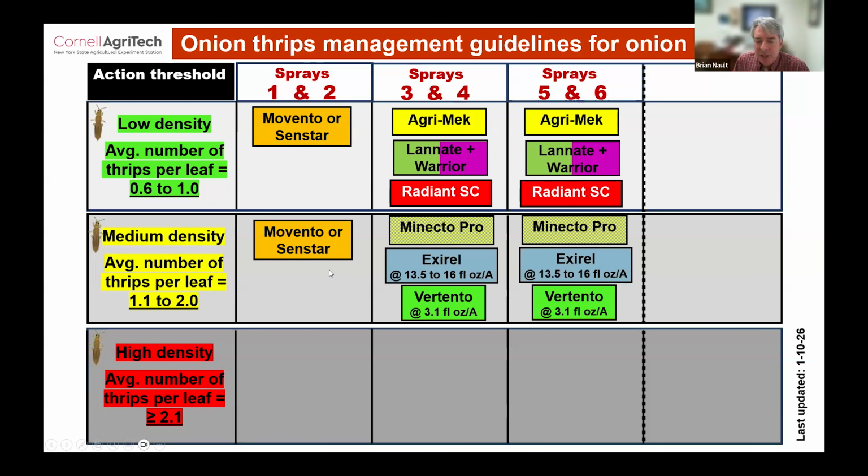When we get to medium density, again, hopefully you will not reach 1.1 to 2 before you spray anything in your field. But if so, Movento and Senstar will still be fine. But hopefully you'll be up here in the low density. But for medium density, you have 3 different choices. You could use Monecto Pro, Exral at 13.5 or 16 fluid ounces per acre, or you could use our new Vertento at the low labeled rate of 3.1.